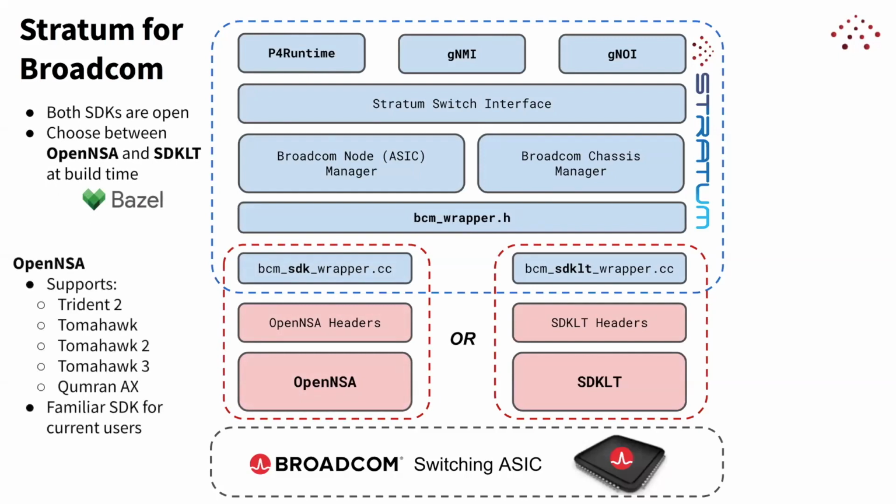OpenNSA supports a wide variety of ASICs from Broadcom, including ASICs in the Strata XGS and DNX family. For example, Trident 2, Tomahawk 1, 2, and 3, and Qumran AX. It's also a familiar SDK for current users of Broadcom silicon. On the other hand, SDK-LT supports Tomahawk ASICs and Trident 4 ASICs. It pairs nicely with Broadcom's NPL and is their next generation SDK for users that are looking for something new. Either SDK is a good choice, and this choice now expands the set of ASICs that we support in the Broadcom family.